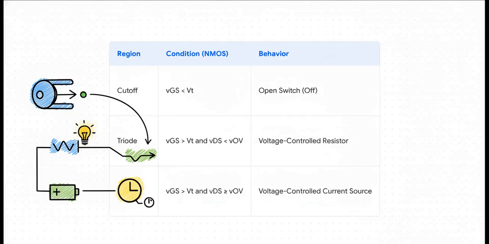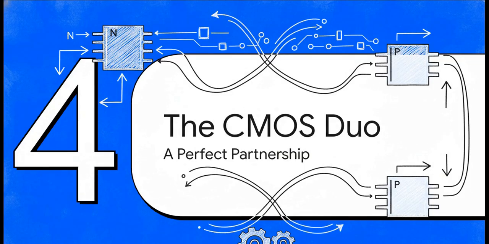So let's just do a quick recap of the 3 different personalities this little device can have. First, there's cutoff. That's when the gate voltage is too low and it's just an open switch. It's off. Then there's the triode region, where it acts like a variable resistor that we can tune with the gate. And finally, there's saturation, where it turns into that amazing voltage-controlled current source. And which personality it decides to show us all just depends on that magic combination of the gate and drain voltages.